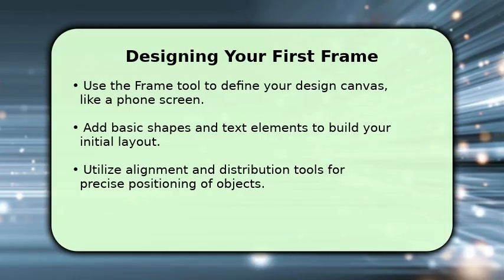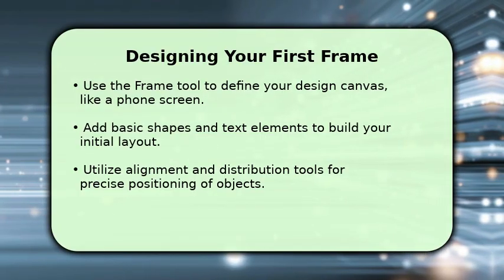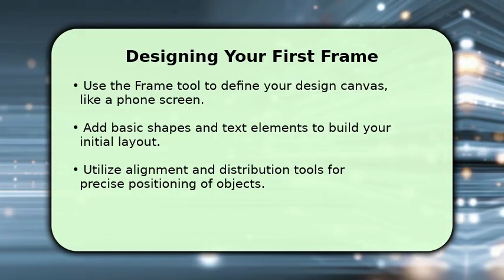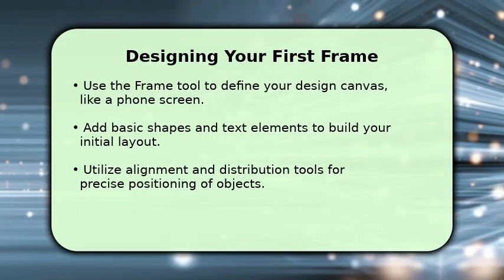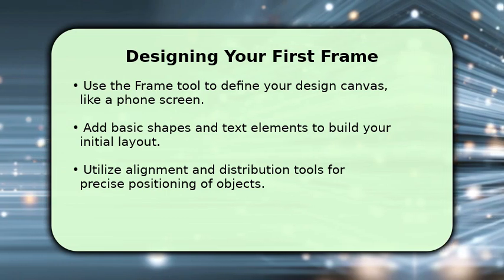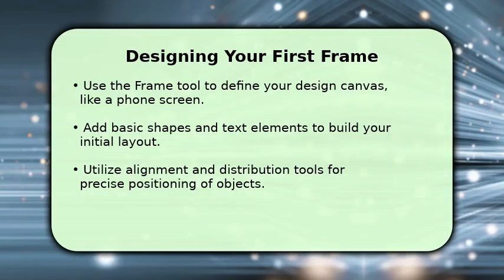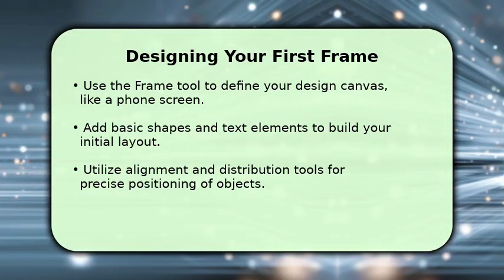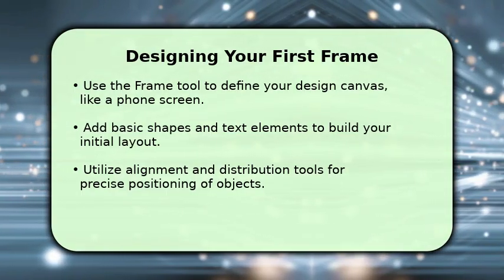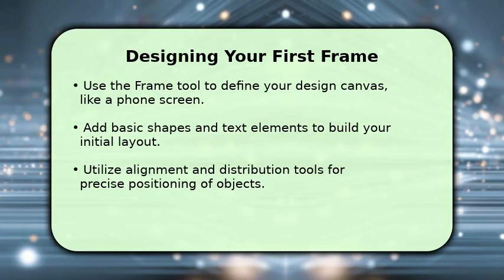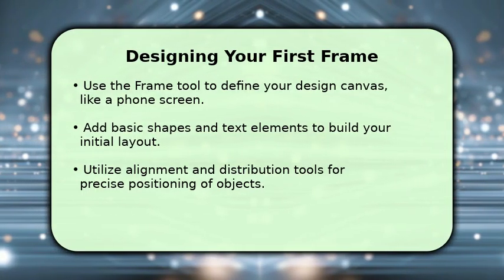Select the Frame tool from the top toolbar to define your canvas. Think of it as the screen for your design, perhaps a mobile phone or a tablet. Next, add some basic shapes and text elements to start building out your layout. Don't forget to use the alignment and distribution tools to ensure everything is perfectly positioned and looks neat and professional.